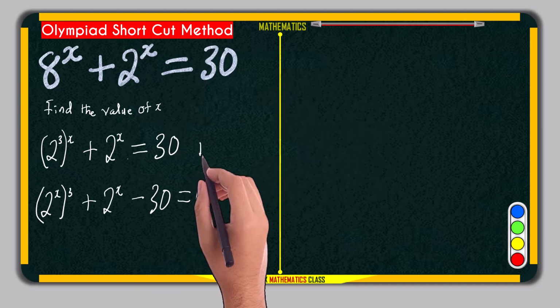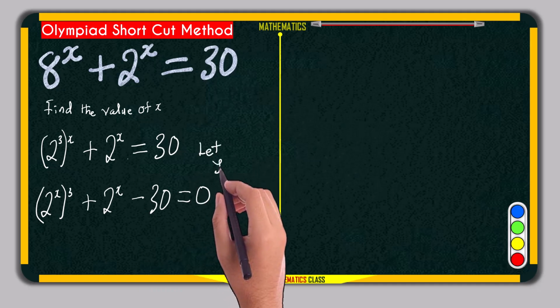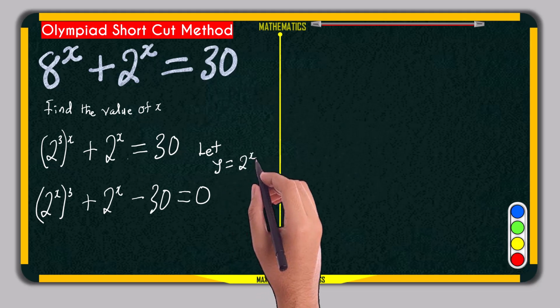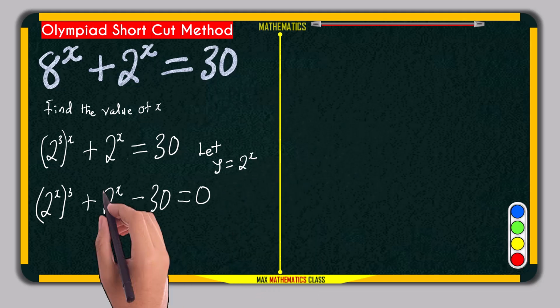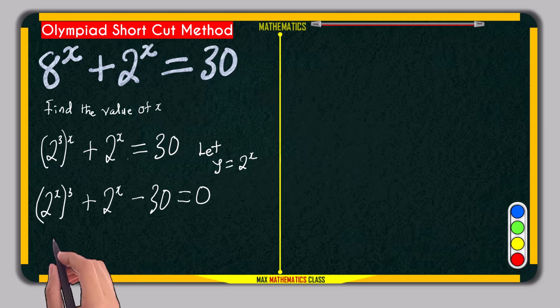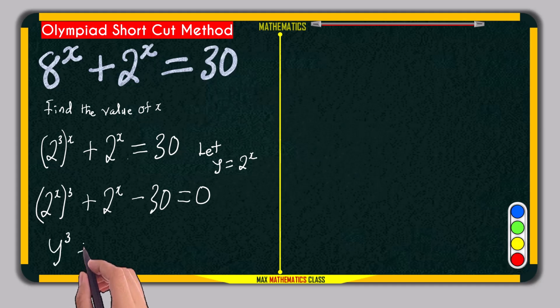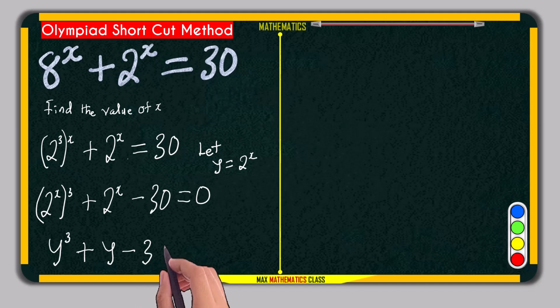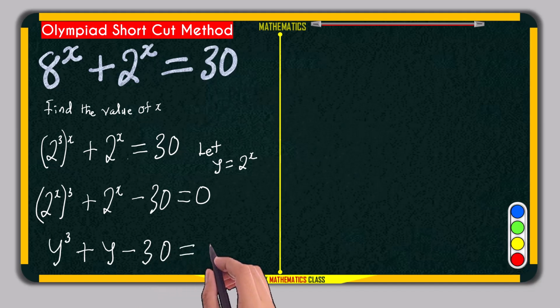Now we can let y be equal to 2 raised to the power of x so that we can substitute for this value here. So our new equation will look like this: y raised to the power of 3 plus y minus 30 is equal to 0.